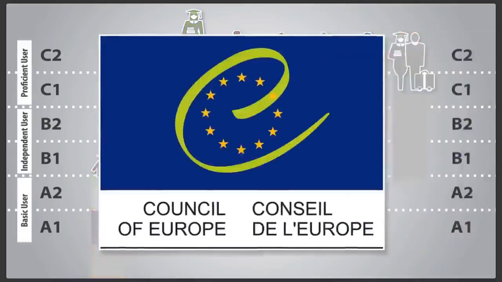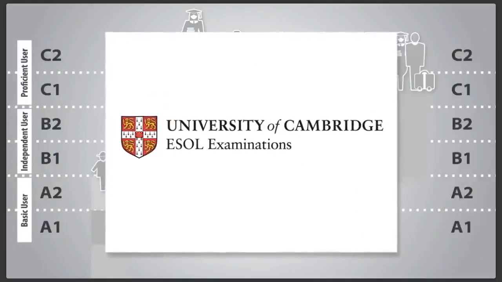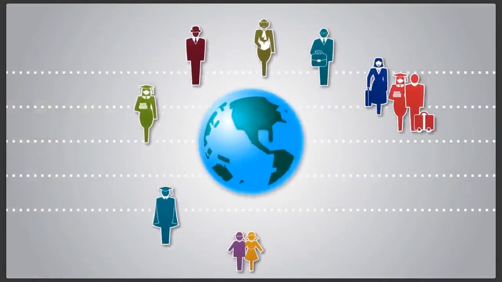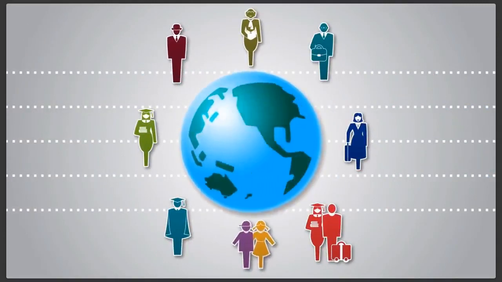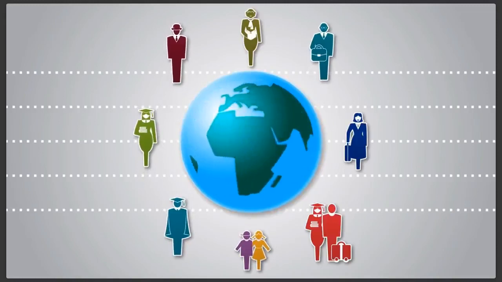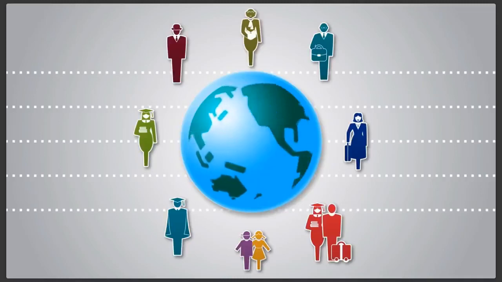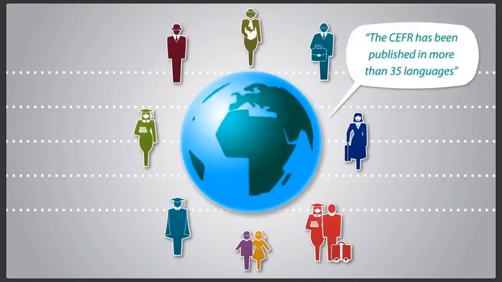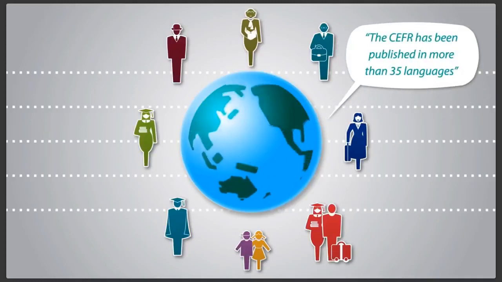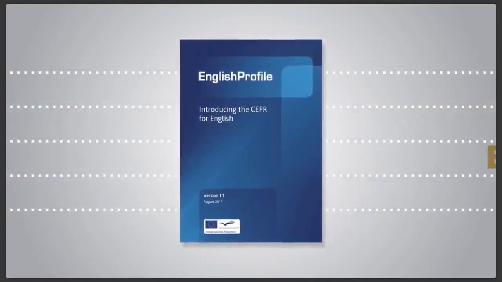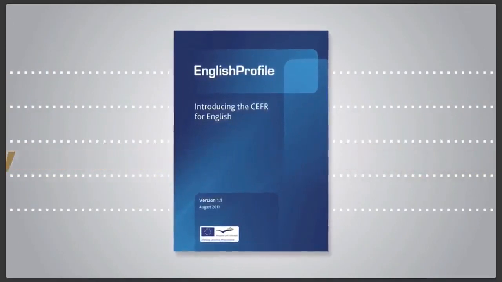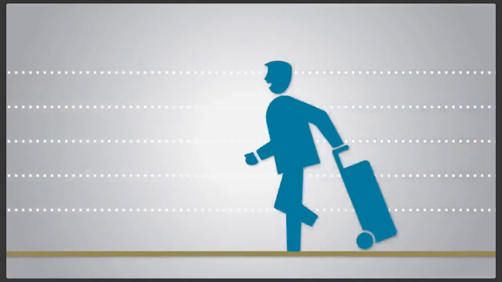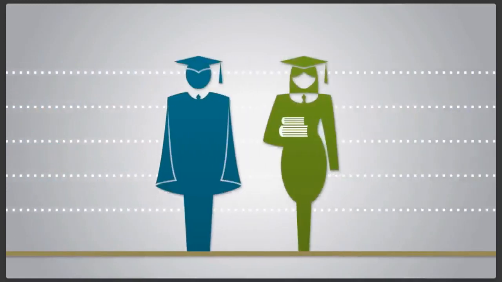The CEFR was developed by the Council of Europe with extensive support from University of Cambridge ESOL examinations. People from all over the world use the CEFR to explain what level of English they are at and what level of English they need. It is used by learners, teachers, universities, governments and employers. The CEFR has been very influential, and not only in Europe. It's been published in more than 35 languages, and descriptions of individual languages have also been developed. Cambridge is a partner in the English Profile programme, which provides very useful descriptions of English grammar and vocabulary at each level of the CEFR. Understanding your language level will help you to achieve your goal, whether it's going on holiday abroad, studying at school or university, or getting a job. And that's why the CEFR levels are useful for everyone.